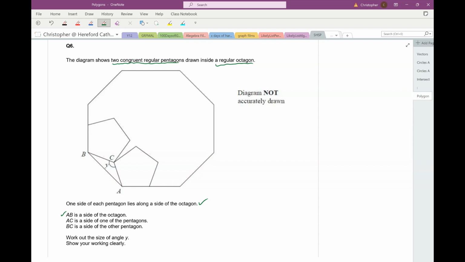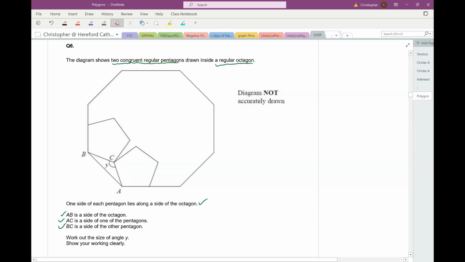Okay, next. AC is the side of one of the pentagons, yes. And BC is the side of the other pentagon, yes. And just a minute, those two are the same length, aren't they? BC and CA, because the pentagons are identical. So that's a little isosceles triangle there. That might be useful. Okay.